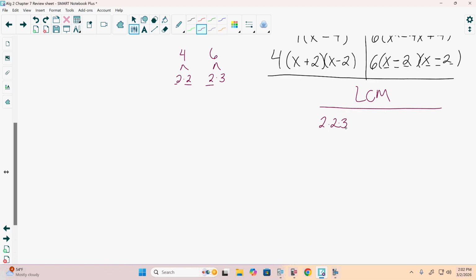Well, what is 2 times 2 times 3? 12. 2 times 2 is 4. 4 times 3 is 12. So really, we're going to end up writing it as 12. We don't necessarily want to leave it as 2 times 2 times 3.